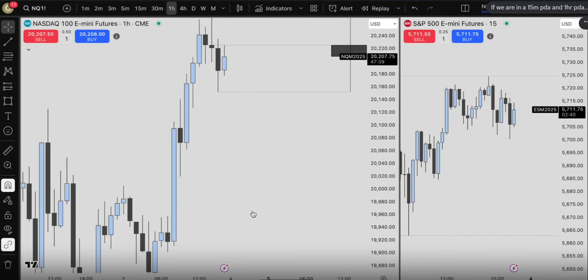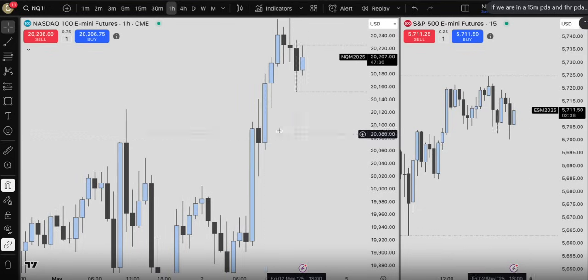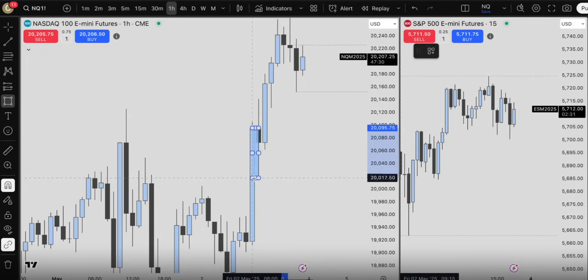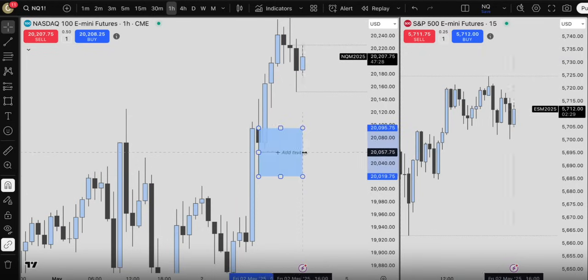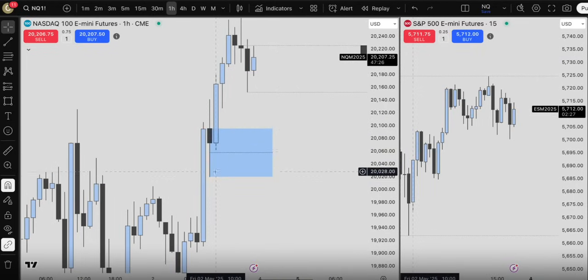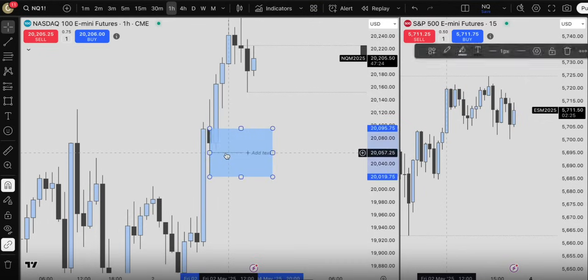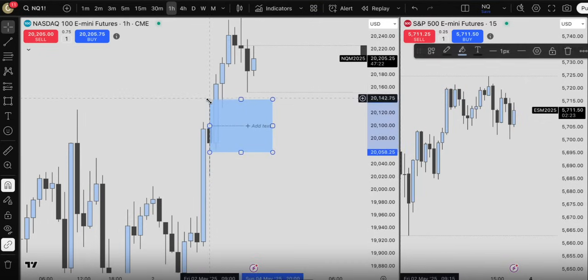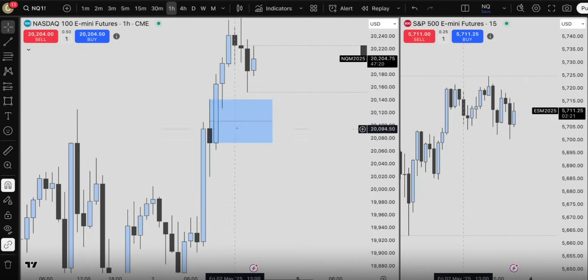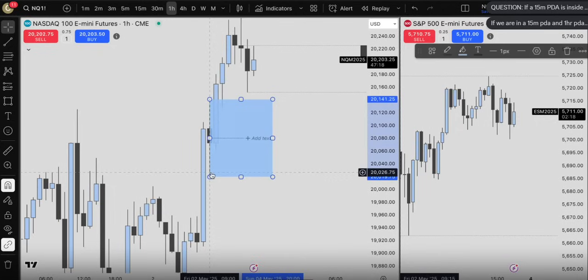Some people do breaker blocks like this. Like, let's pretend this is a breaker block. It's not, but let's pretend it was. Some people do this, like in a bullish scenario, they'll use this as the breaker block. And in a bearish scenario, they'll use this as the breaker block. I don't do that. I just do the whole thing. It's just easier.